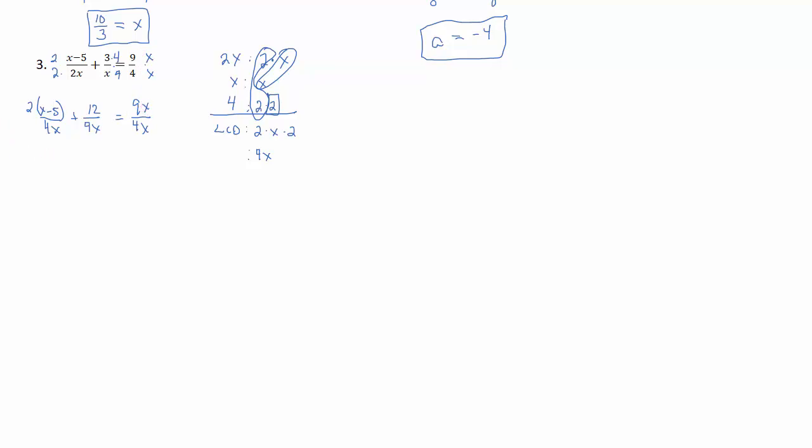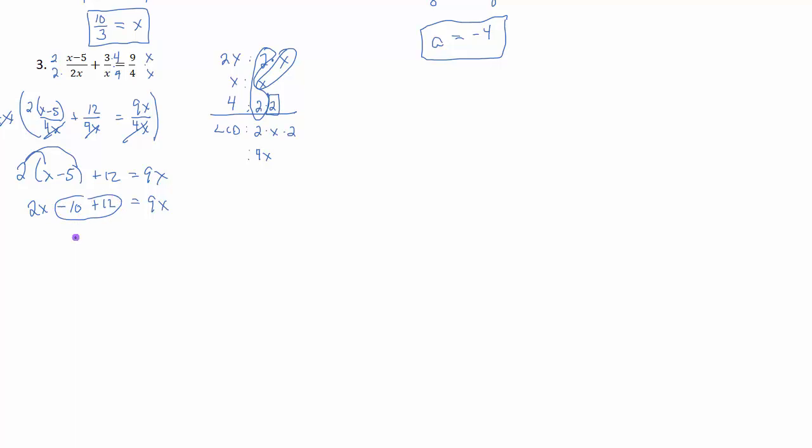And again, look what happens. I take and I multiply by 4x on every single term, boom. All the denominators go away. So I'm left with 2 times x minus 5 plus 12 equals 9x. A nice, simple linear equation that we need to solve. So we distribute our 2 through and get 2x minus 10 plus 12 equals 9x.